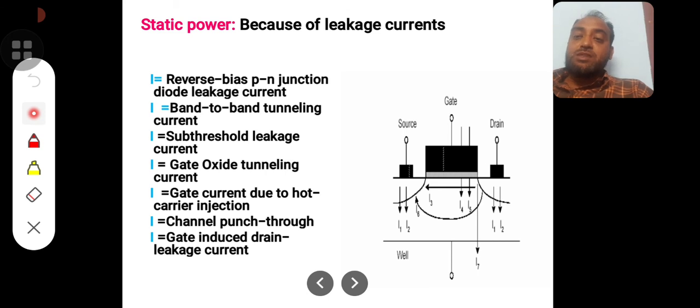Channel punch through is happening. Actually the charge carriers are expected to travel from the drain terminal through the channel to the source terminal, but what is happening is that some charge carriers are taking another path. These charge carriers are not traveling through the channel but through the substrate, and reach the source terminal, which is called channel punch through. And the last current is gate induced drain leakage current, because drain leakage current should happen here, but this current is happening here. That is why it is called gate induced drain leakage current.